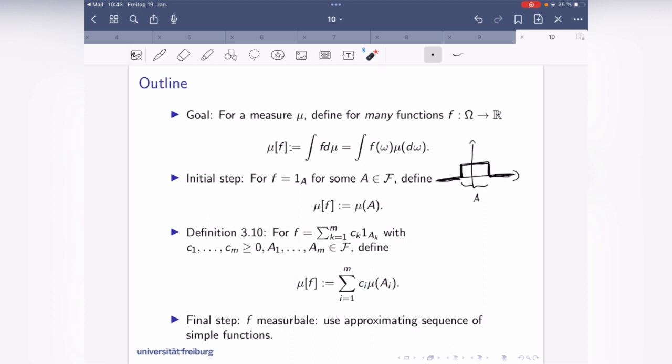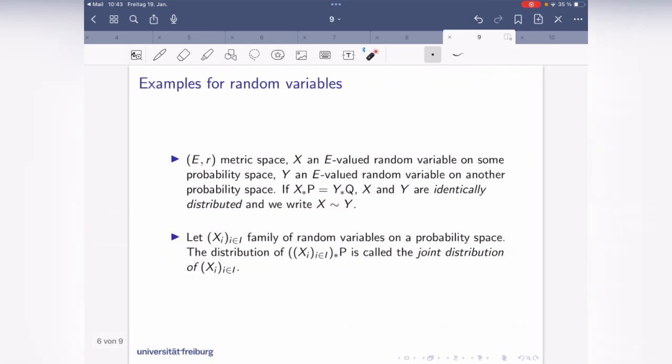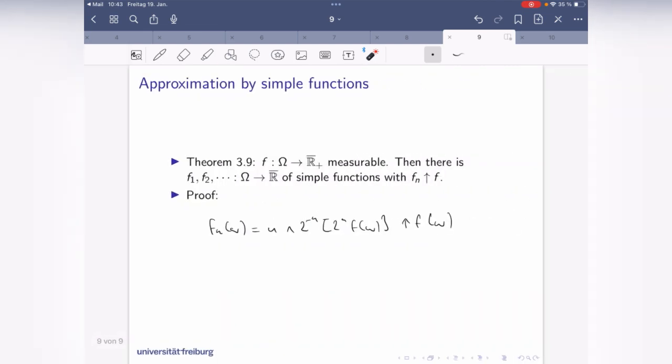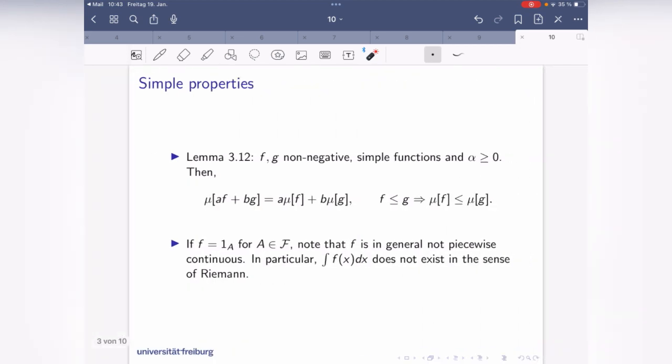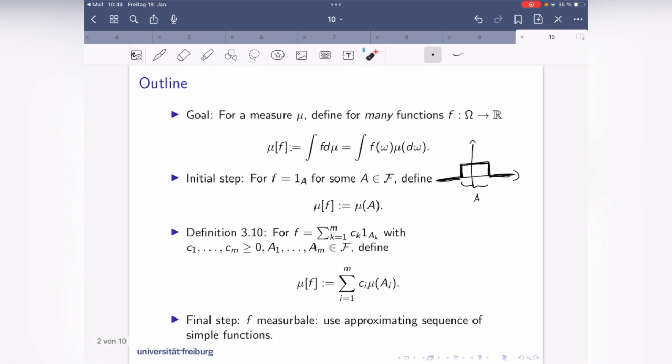And for the final step, we will need what we had last time on the last slide. Like here, we had that measurable functions can be approximated from below by simple functions. So when f is measurable, we are going to use this approximation from below in order to define the integral mu f. So let's start. So we already have the definition here. So for simple functions, we define the integral.